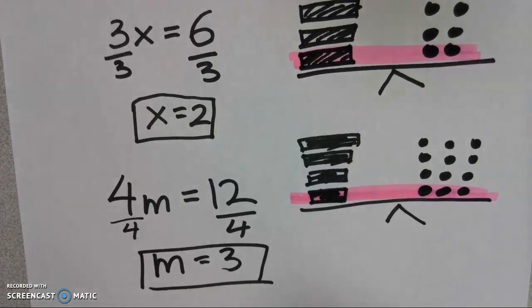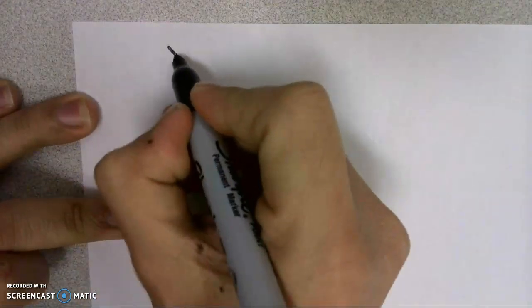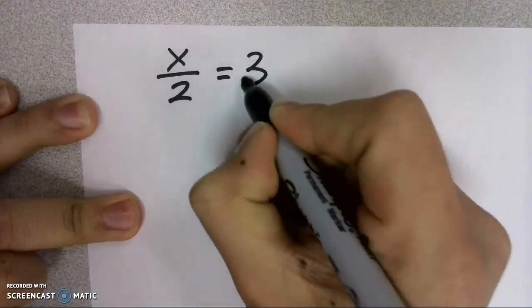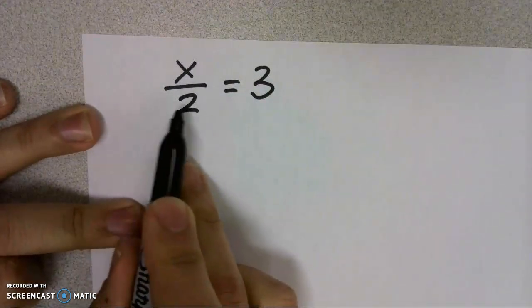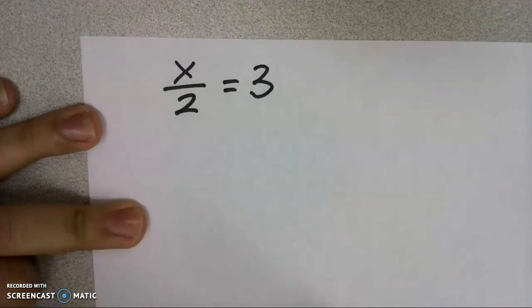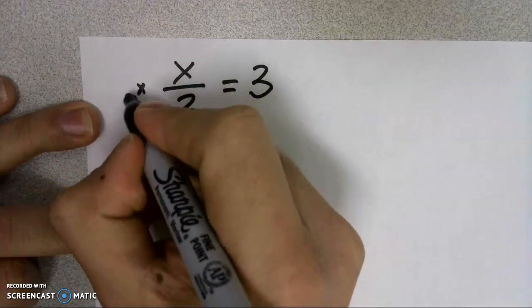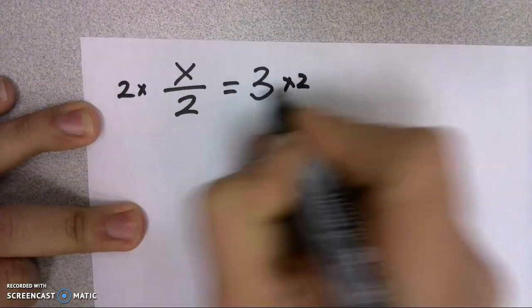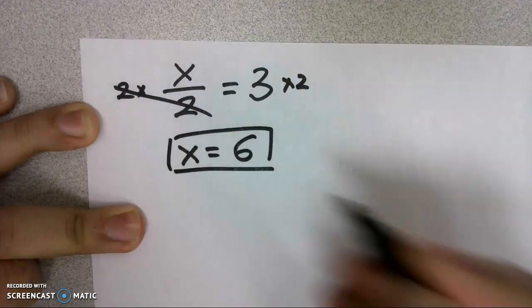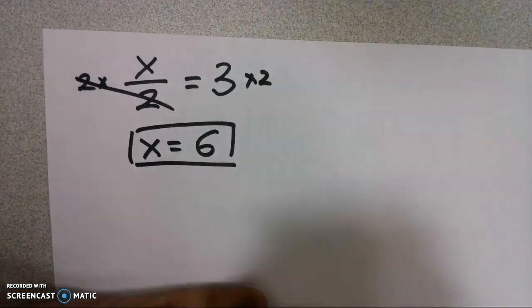So let's look at division. So an example would be this. Division would say x divided by 2 equals 3. You know that this is the division sign, so you're going to ask yourself, what is the opposite of division? Multiplication. So whatever I do on the left, I have to do to the right. X equals 6.